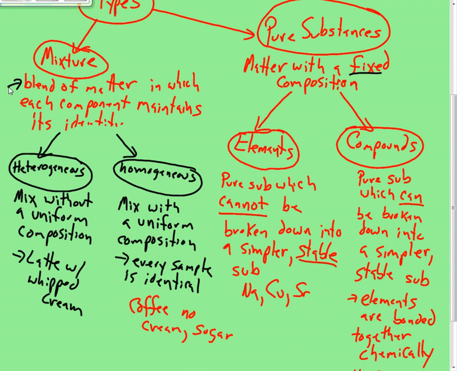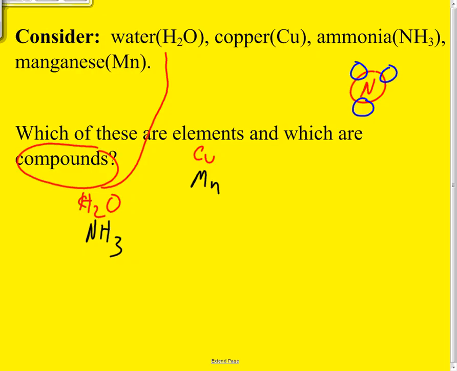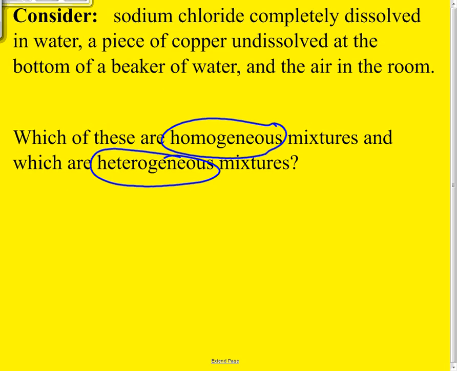Okay, so let's see if we can answer our question. Where is it? Are we here? No, we need to go on. Are we here? There we go. Sodium chloride completely dissolved in water. Remember, we want to determine: does this have a uniform composition or a non-uniform composition? Well, sodium chloride completely dissolved in water.